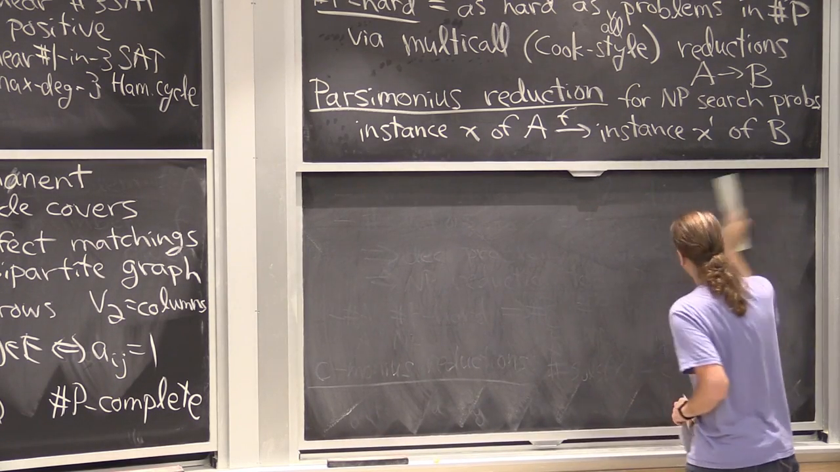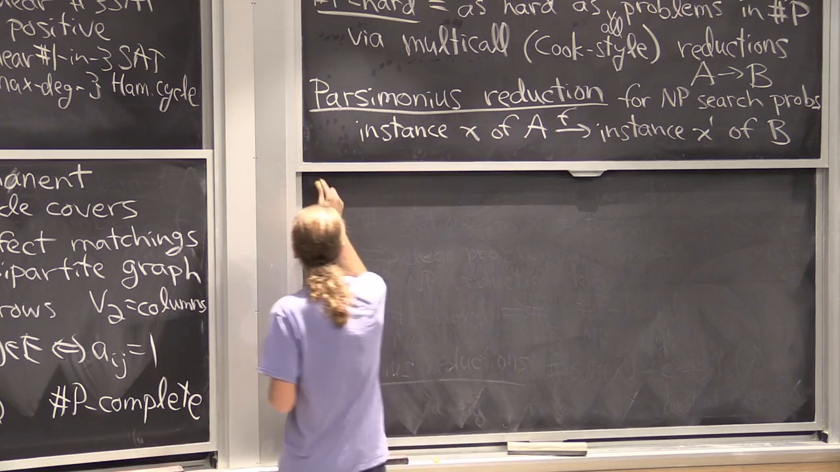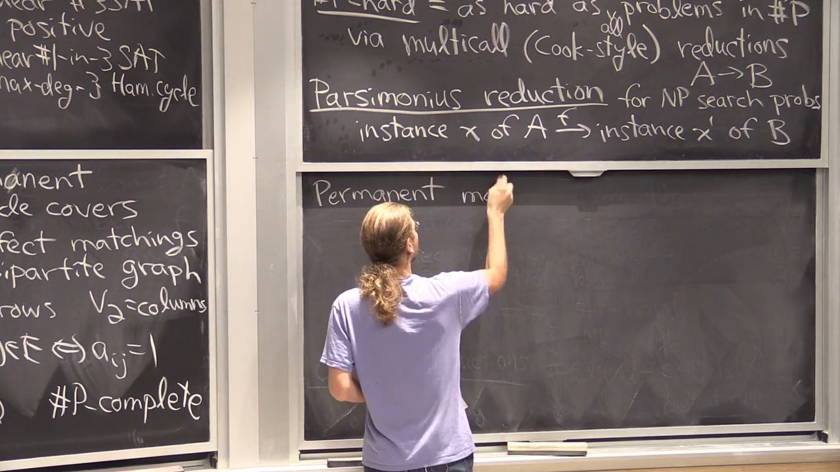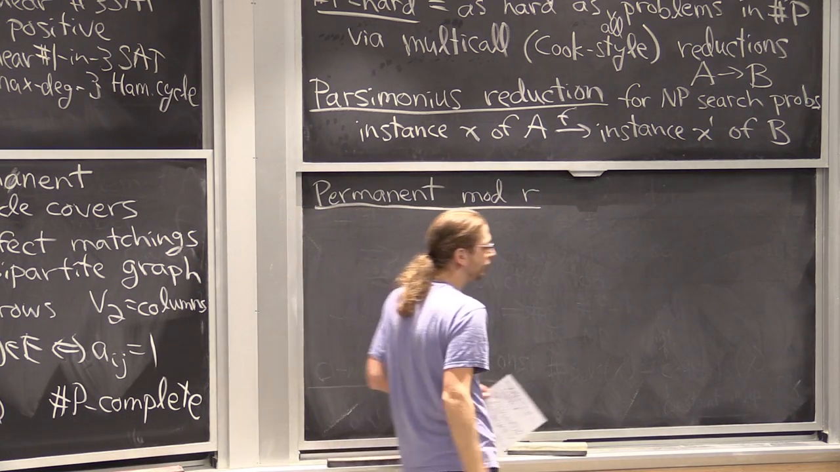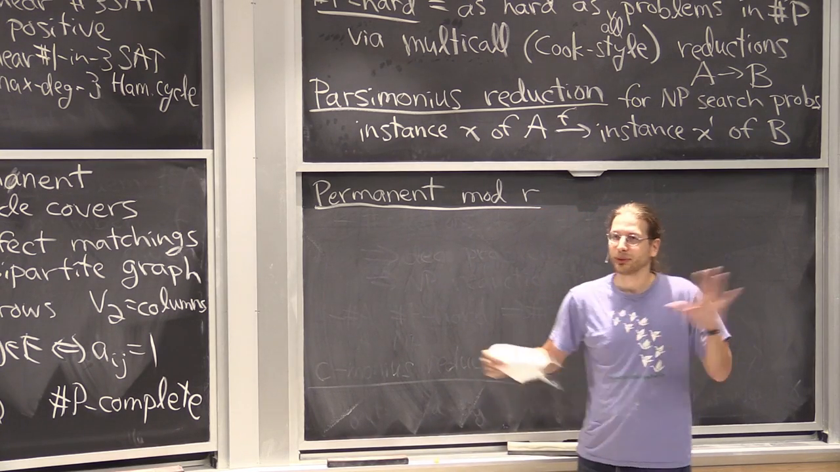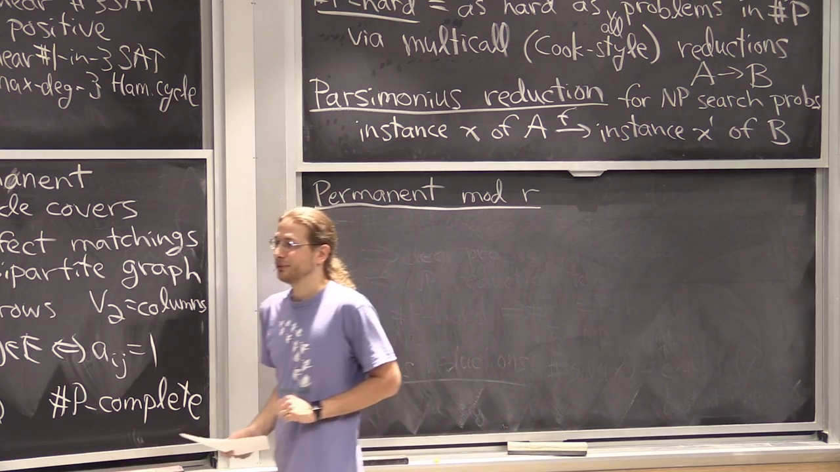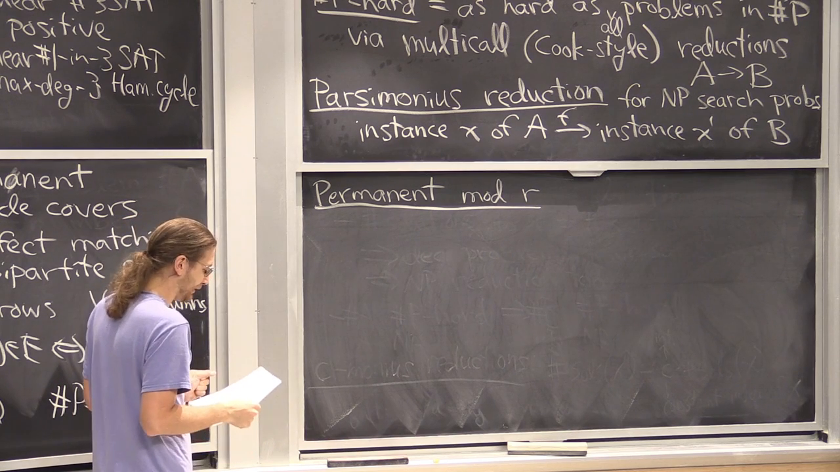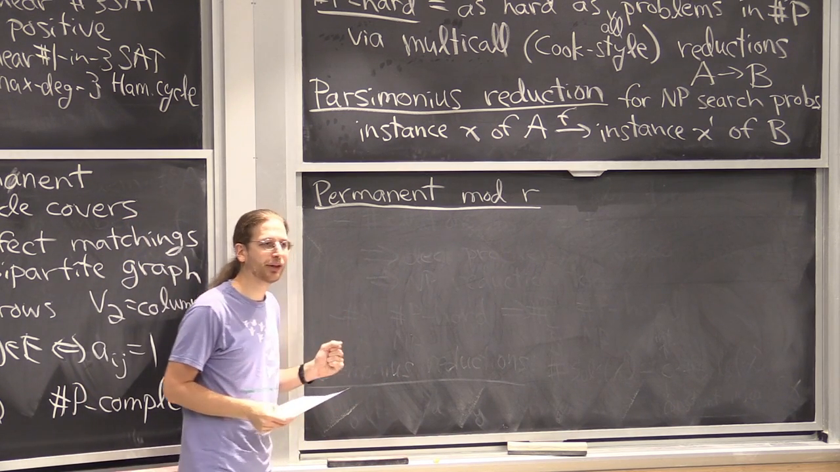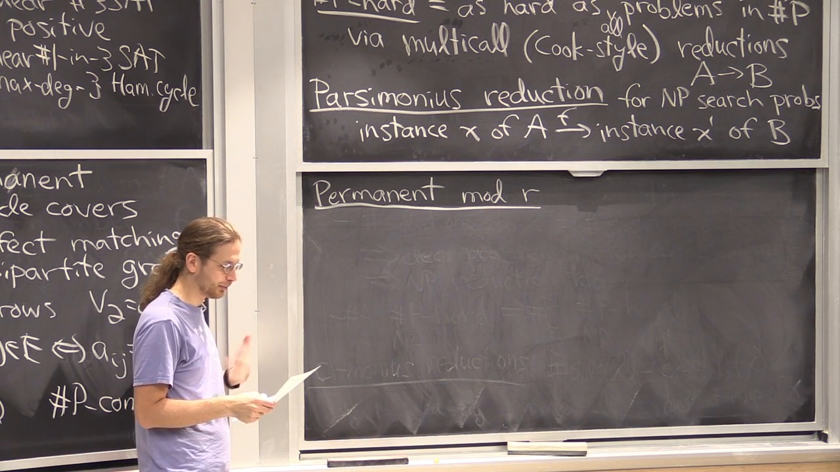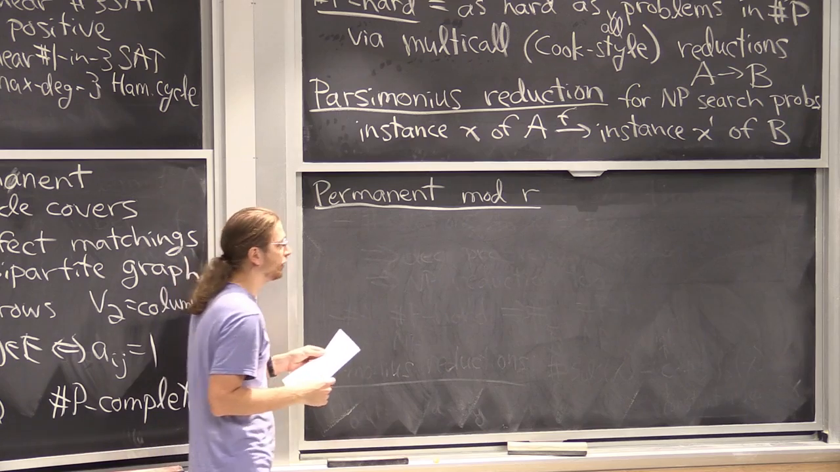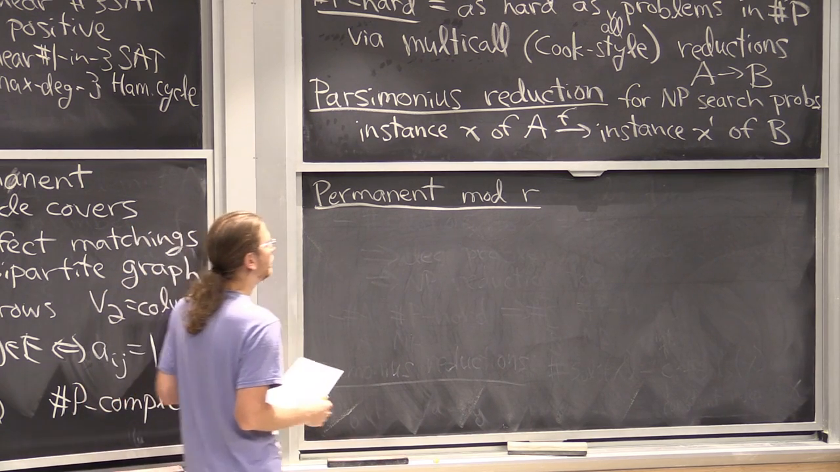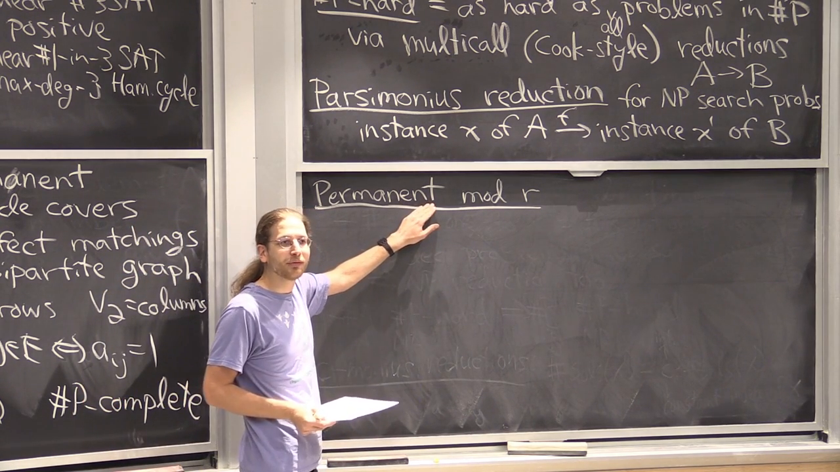And here we'll use some pretty basic number theory. So the first claim is that computing the permanent of a general matrix, not 0, 1, modulo a given integer R is hard. R has to be an input for this problem. It's not like computing it mod 3 necessarily is hard, but computing it modulo anything is hard. And here we're going to finally use some multicall reduction power. So the idea is, suppose you could solve this problem, then I claim I can solve permanent.